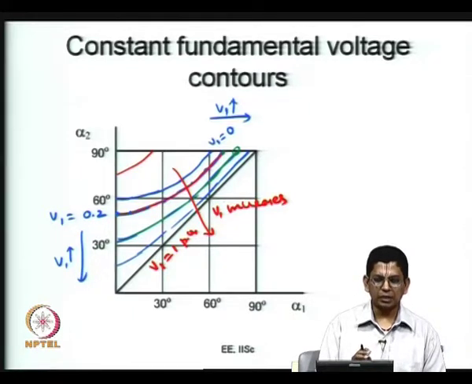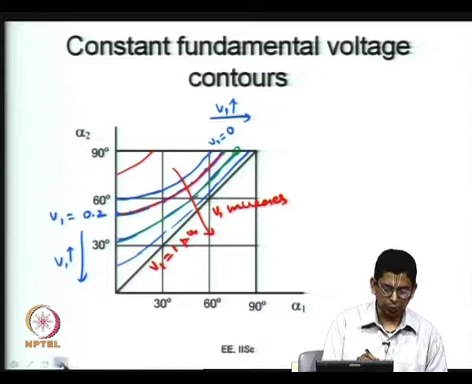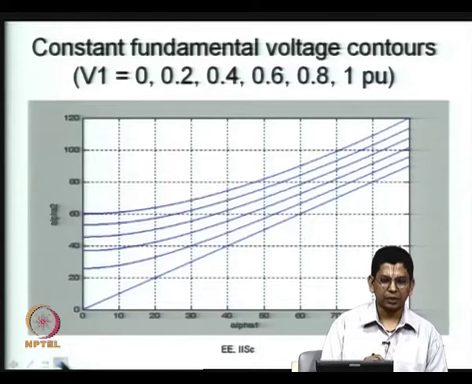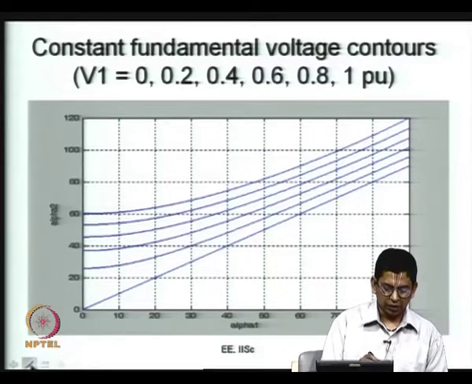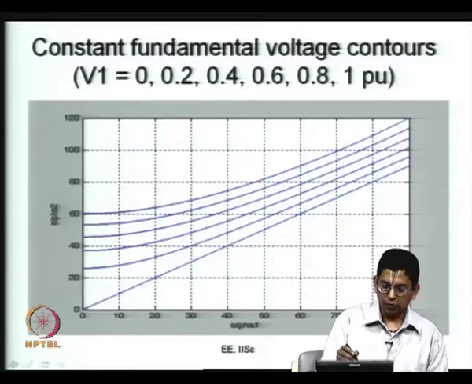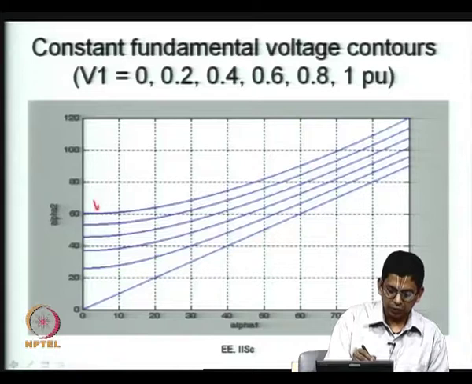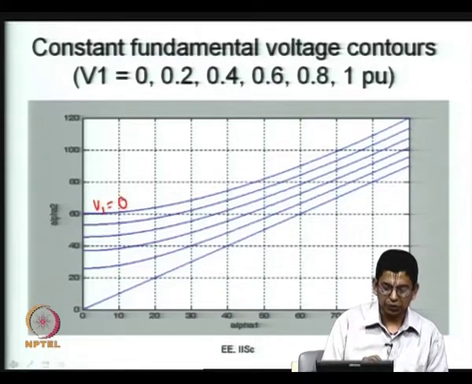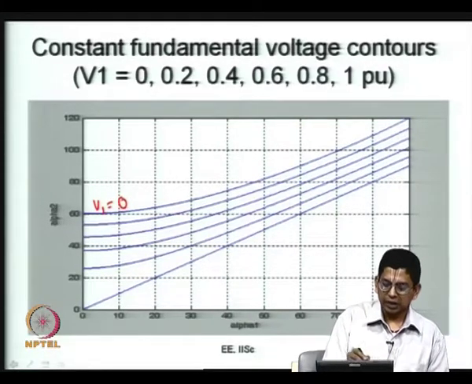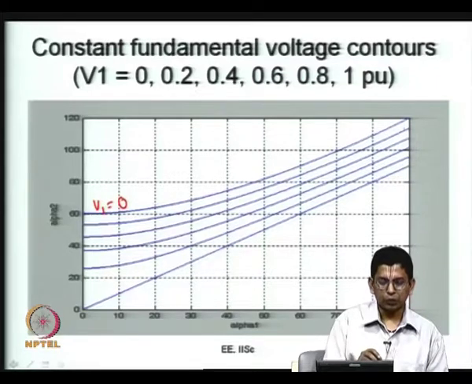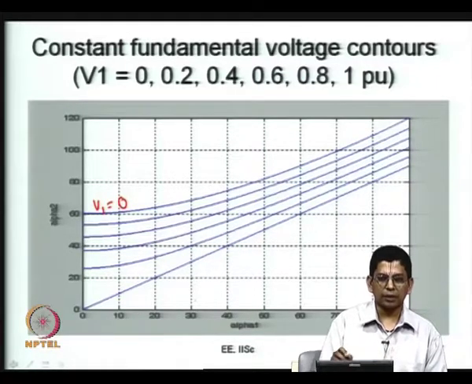Now that we have gained a certain amount of insight, we can start using computer programs for plotting. Let us plot the constant V1 contours. What I have done here is plot for different values. This is for V1 equal to 0, so this entire line is V1 equal to 0. You can choose any value of alpha 2 comma alpha 1 on that line. The resultant would be a PWM waveform whose fundamental component is 0.